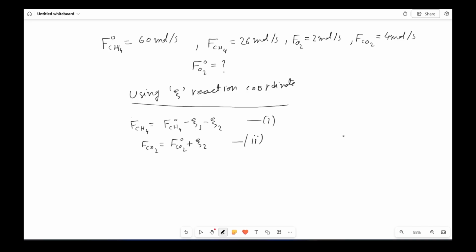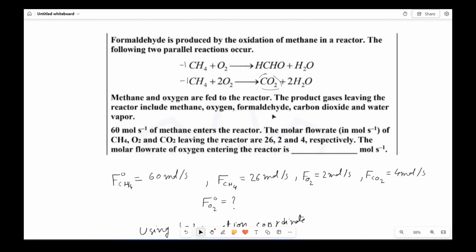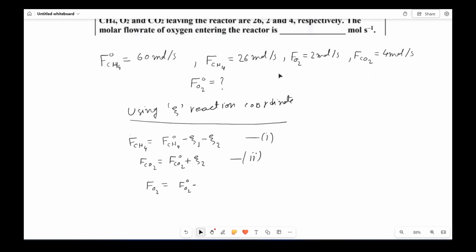And another expression, for FO2, is given like this. FO2 is equal to FO2 naught minus... Now if you see the reactions, O2 is present on the reactant side. It has a stoichiometric coefficient of -1 and a stoichiometric coefficient of -2. So -1 zeta 1 and -2 zeta 2. Now this is the expression.